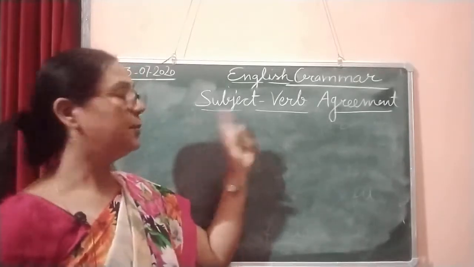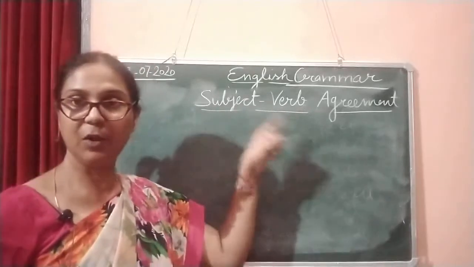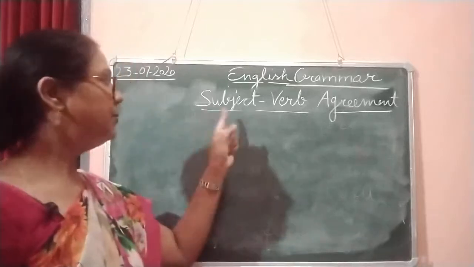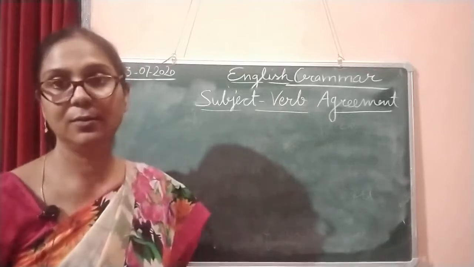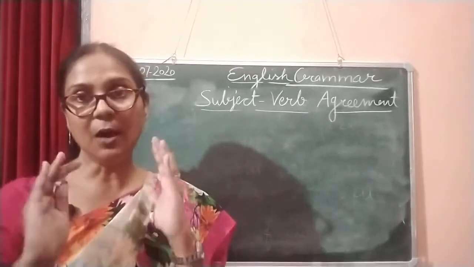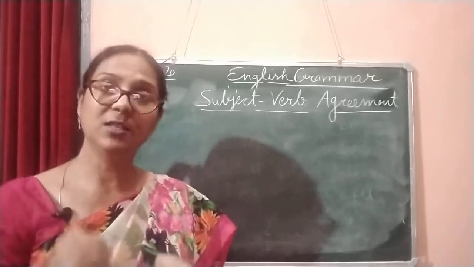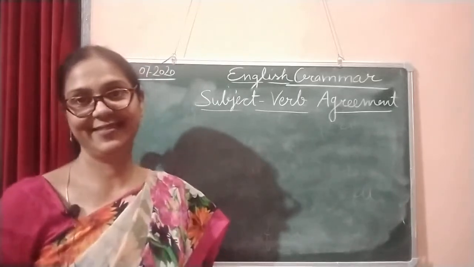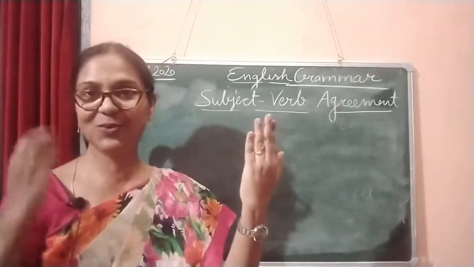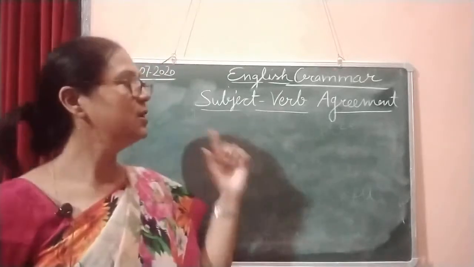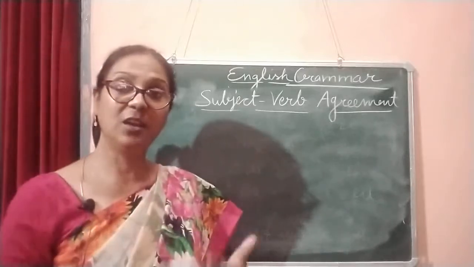If the subject is singular, the verb automatically changes itself and becomes singular. If the subject is plural, the verb will automatically change to plural. So in number, they have to be very particular. They have to change because they agree. That is called subject-verb agreement. We will continue with some more rules which are given in this.